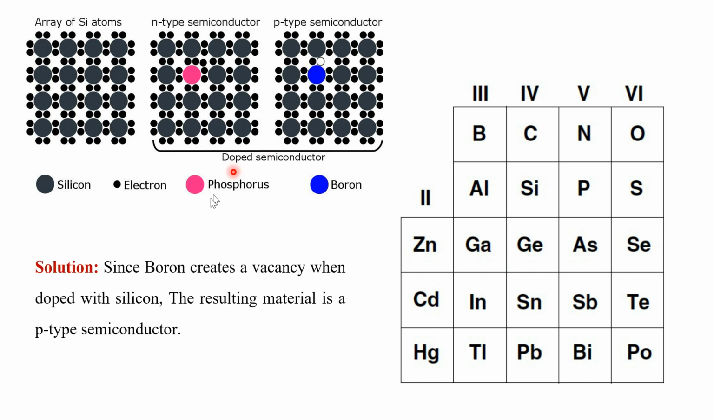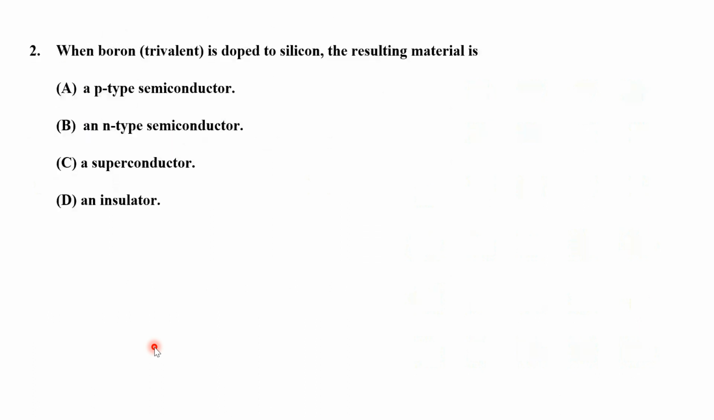Therefore, we can say that whenever boron is doped into silicon, the resulting material is a p-type semiconductor. It's a very simple answer. So I hope this concept is clear. So next we'll move on. The final answer is that it's a p-type semiconductor.